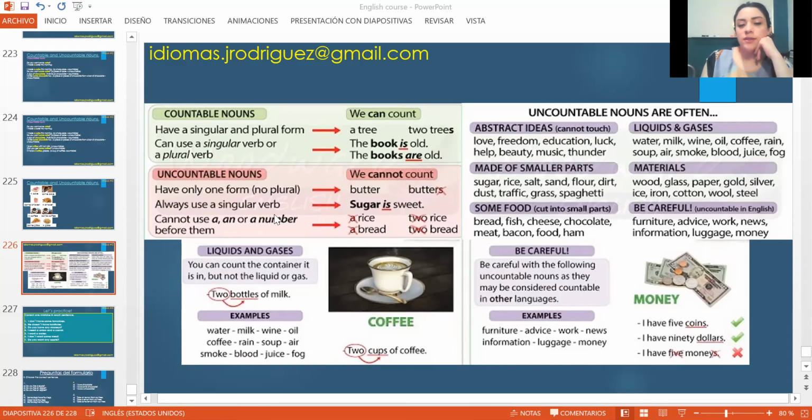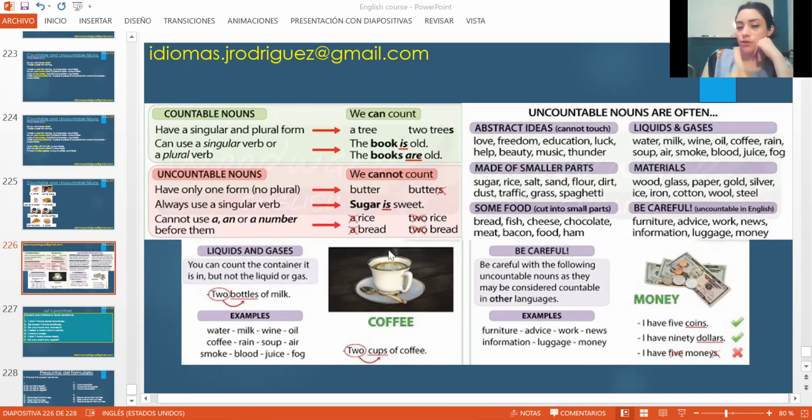Always use a singular verb. Siempre vamos a usarlo con verbos en singular. Sugar is sweet. El azúcar es dulce. No, sugars are sweet. No, sugar is. And we cannot use a or an or a number before them.